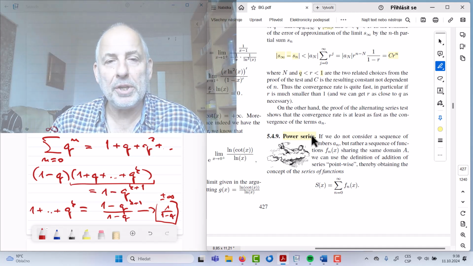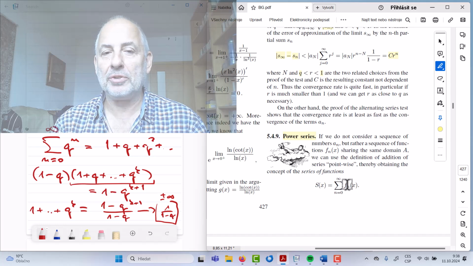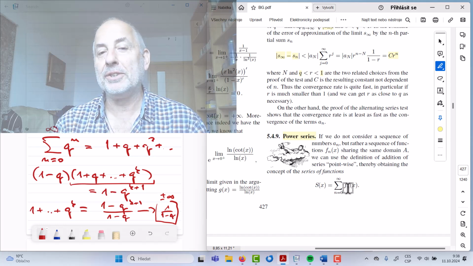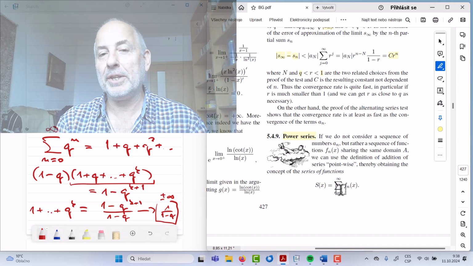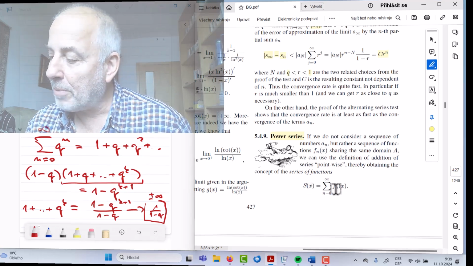That's the power series. That's the case where, instead of numbers, we may of course take functions, and then the result pointwise is a series of numbers, but in general it gives us a series of functions. And if the particular functions are monomials, then we talk about power series, and that's our next task, next video.